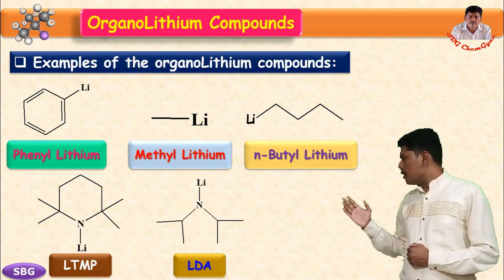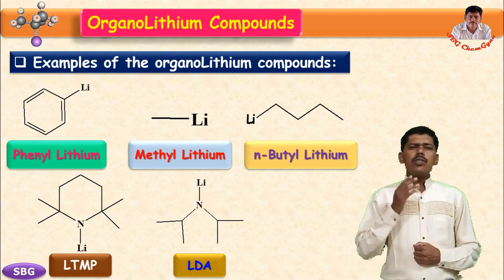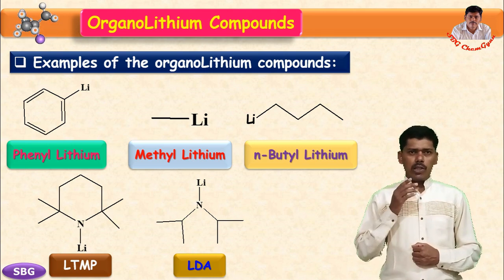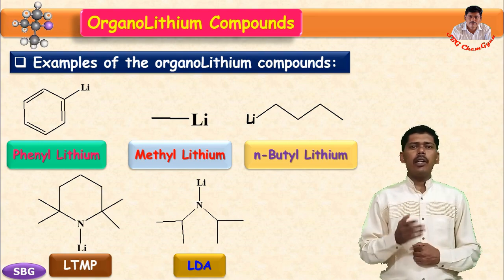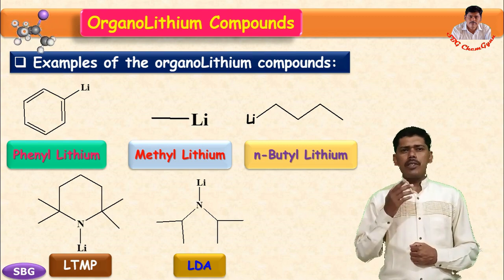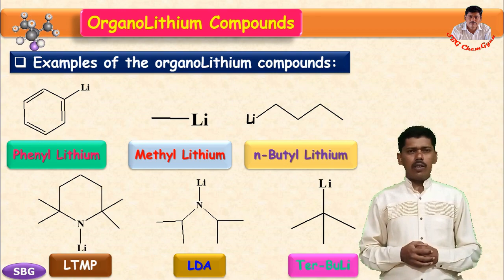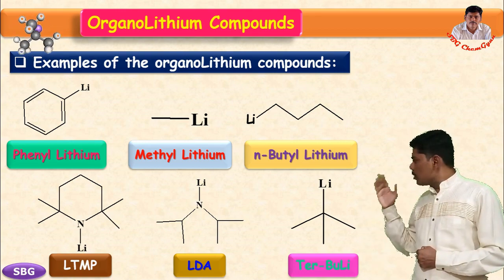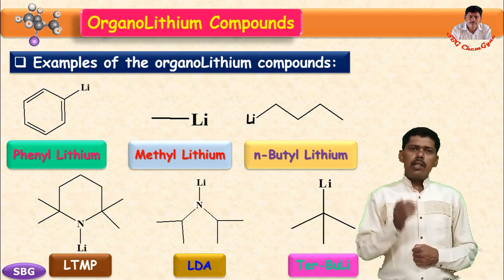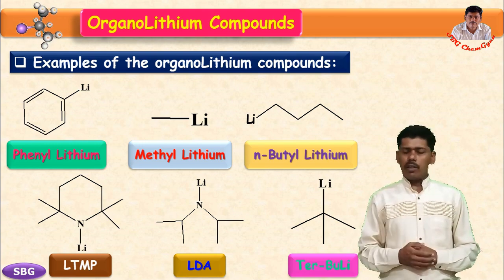The next is LDA, that is lithium diisopropylamide, which is a strong organic base. This can be used to drive the ketone-enolate equilibrium completely to the enolate side. The steric bulk of its isopropyl groups makes LDA non-nucleophilic. The next example is tertiary butyllithium. It has application in organic synthesis since it is a strong base capable of deprotonating many carbon acids, including benzene.